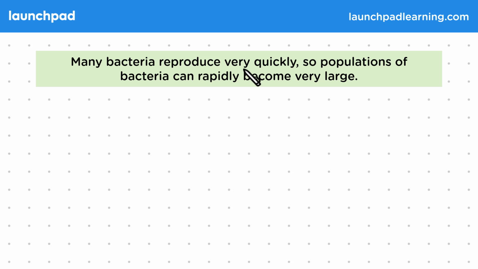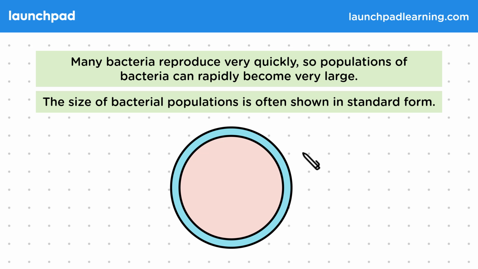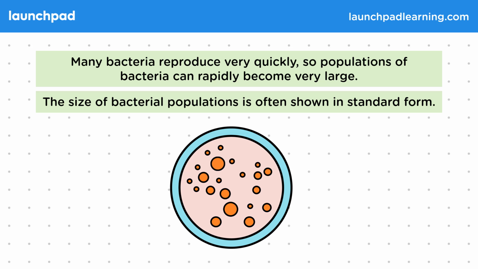Many bacteria reproduce very quickly, so populations of bacteria can rapidly become very large. The size of bacterial populations is often shown in standard form. This simple diagram shows a petri dish, and inside the petri dish is a bacterial growth. We know from looking at this petri dish that the bacteria have replicated, but how can we work out the size of a bacterial population?